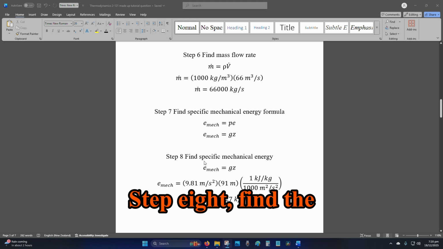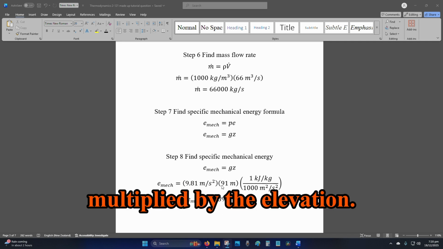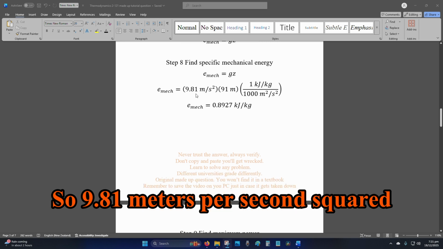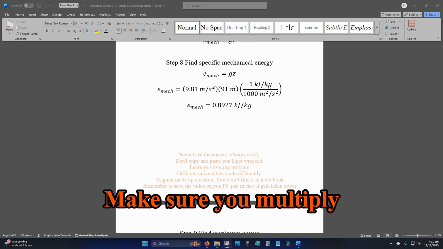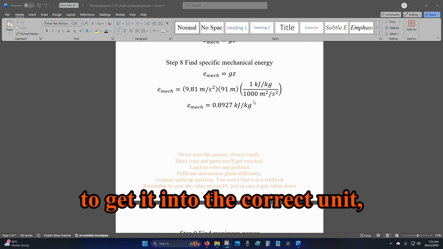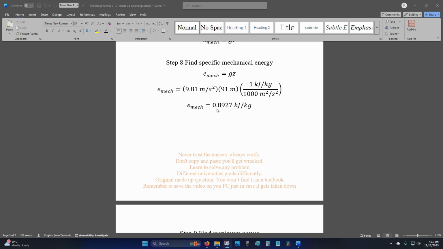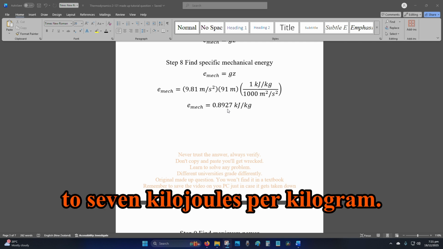Step 8, find the specific mechanical energy. So it's gravity multiplied by the elevation. So 9.81 meters per second squared multiplied by 91 meters. Make sure you multiply your conversion factor to get it into the correct unit, which is kilojoules per kilogram. So your specific mechanical energy is 0.8927 kilojoules per kilogram.